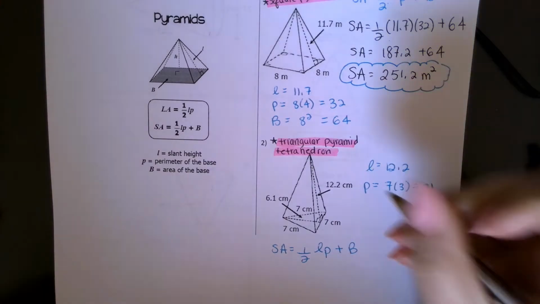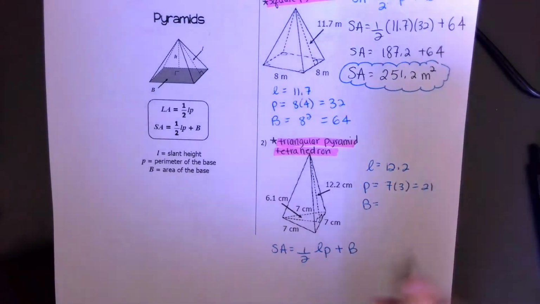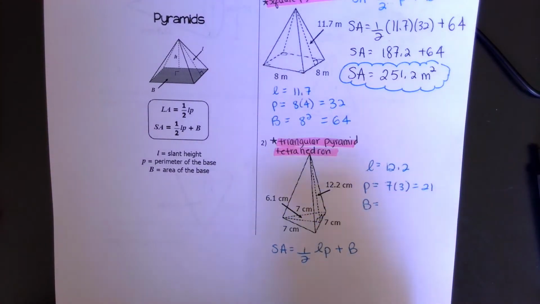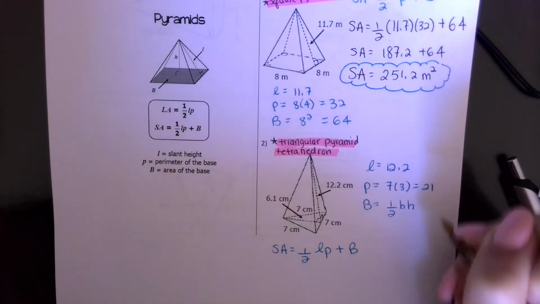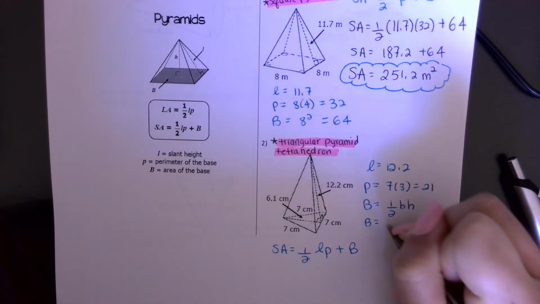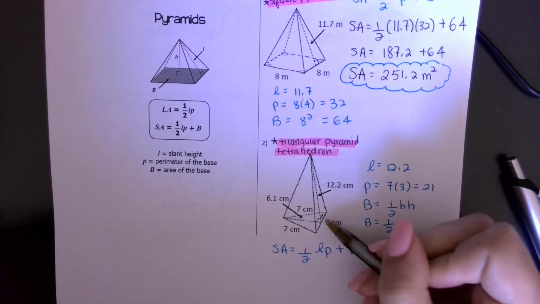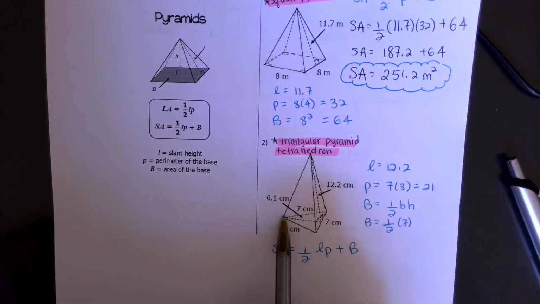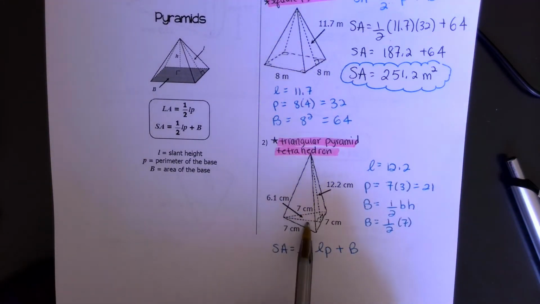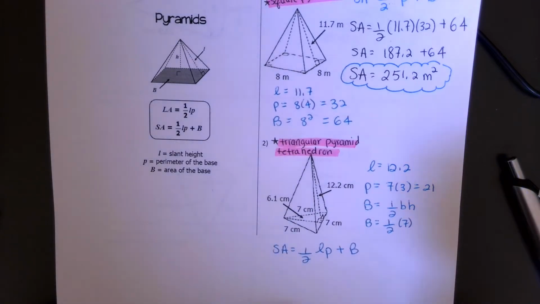Now I need to find the area of my base. It's a triangle, so I'm not going to do length times width or anything like that. The area of a triangle is half times base times height. So it's half, the little b, the base times height. I'm just going to substitute our values. So half of the base, 7, times the height. You're looking for that vertical line. So the height is going to be 6.1.